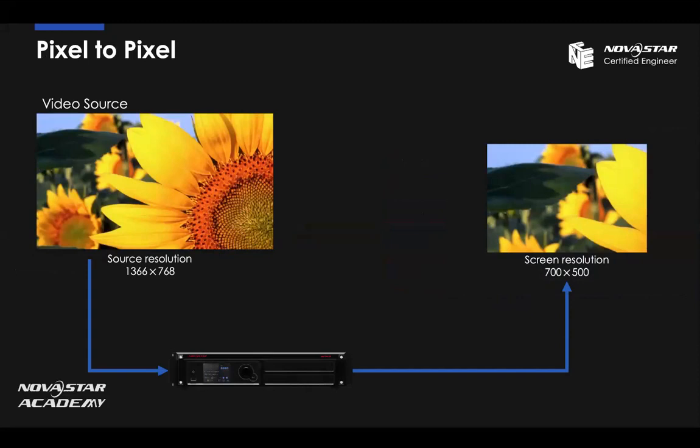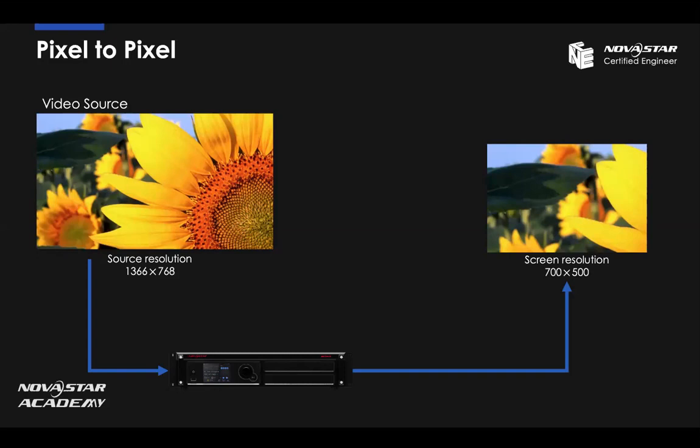Well, mostly the source resolution is different from the screen resolution. Here we can see the video source is like 1366 by 768, and the screen resolution is 700 by 500. The source resolution is much bigger than the screen resolution.